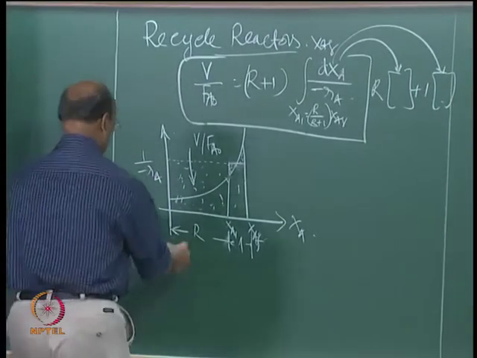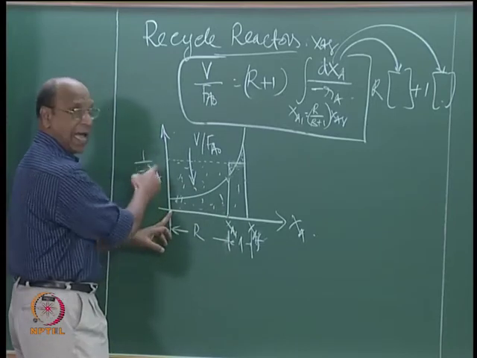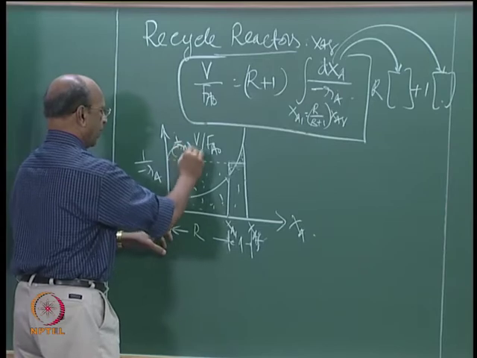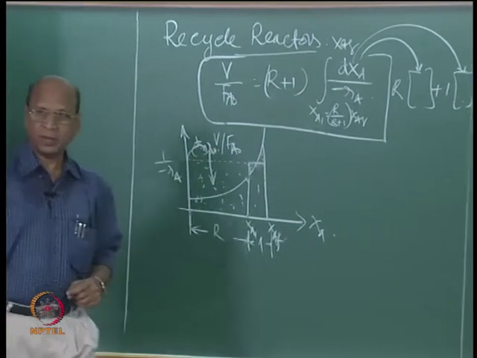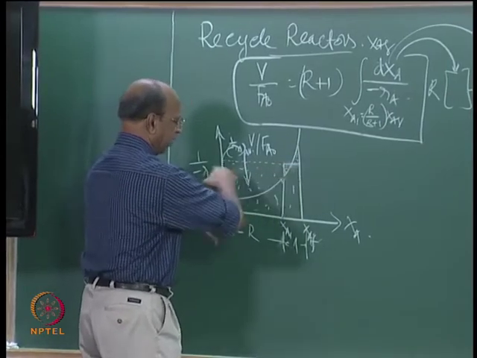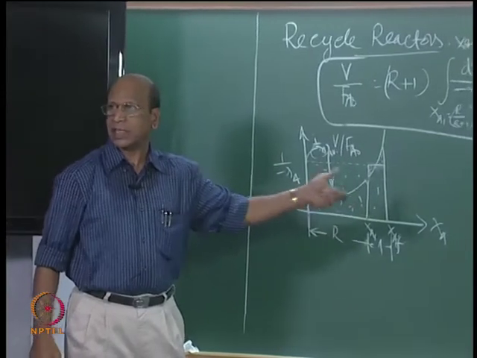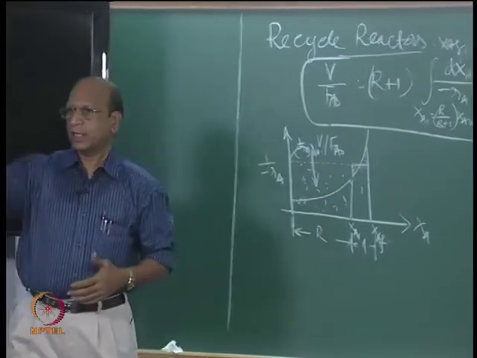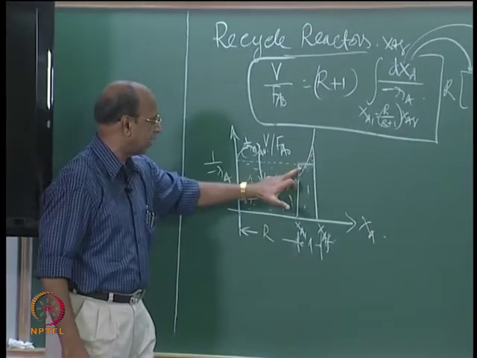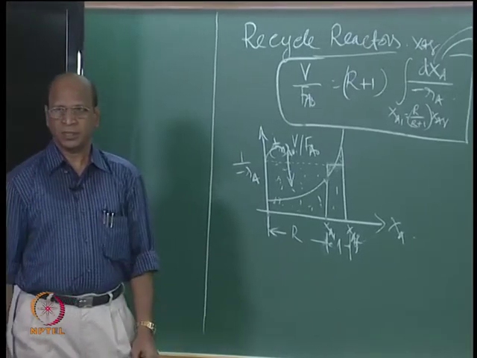So that means here, from here to here, I have r times this 1 by r_A average. Here at this point, I have minus 1 by r_A average, right? Because it is not the actual rate here, it is the average rate I have taken in between. That is why I am able to take the rectangle area, by simplifying that this area and this area are equal. So now we will get 1 by minus r_A average.